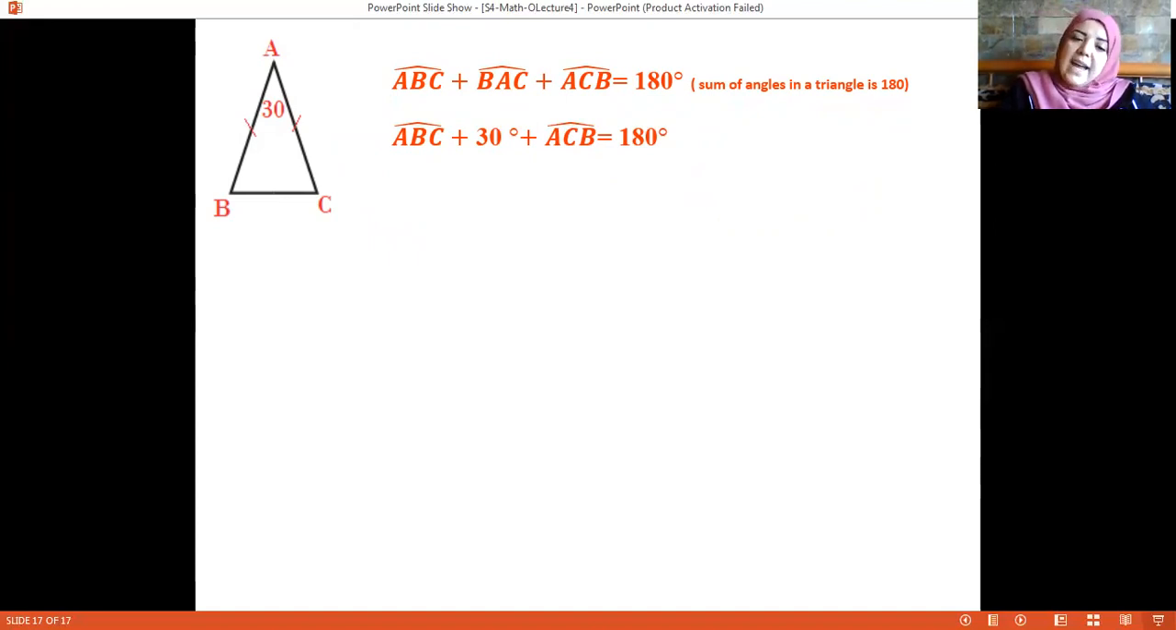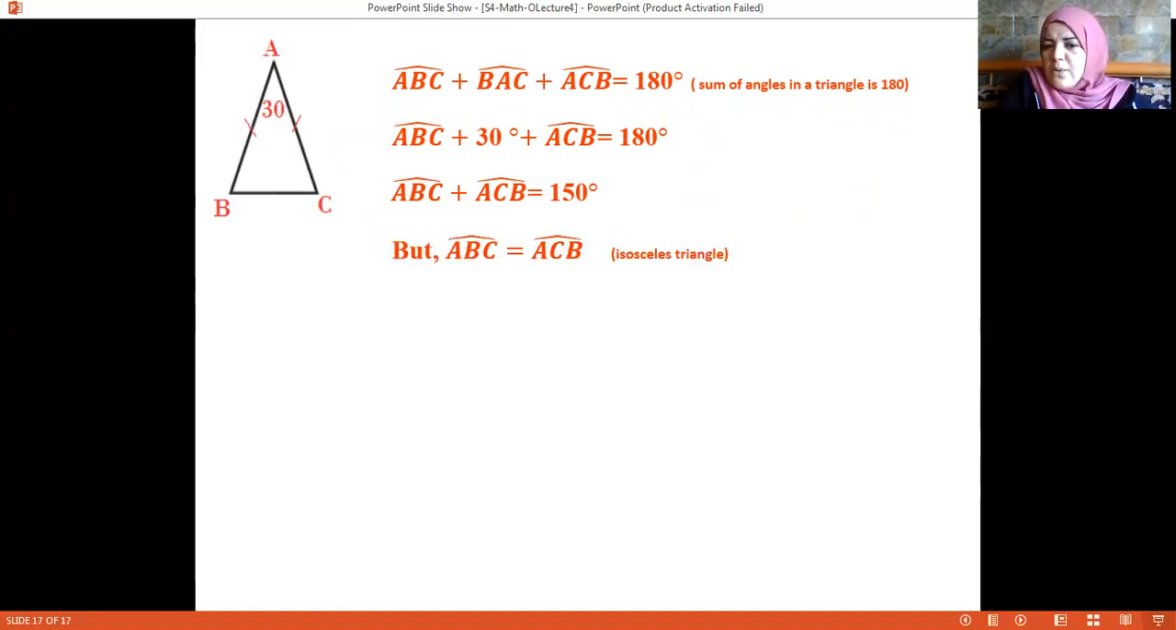So what I know is that ABC and ACB, both of them together, are 150. How did I know? Because A already took 30, so the remaining 150 is for both of them. But we know that ABC equals ACB. How did we know? Because it's an isosceles triangle. So we divide the 150 by 2 because they are equal, so we get 75 degrees.